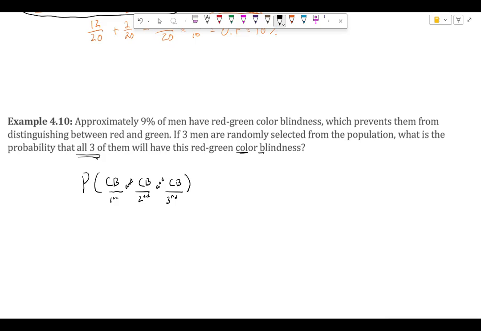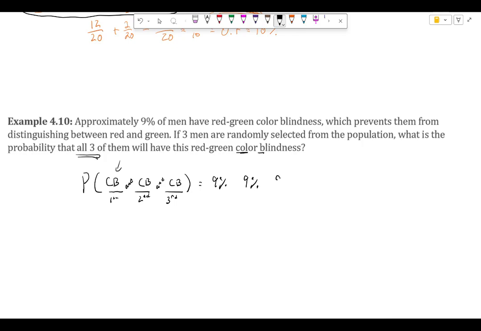And there's no other way of doing this. If there were maybe 2 of the 3, we'd have some "or" statements in there, because it'd be the first and the second would have it, but the third wouldn't, or the first and the third have it, but the second doesn't. So there's no "ors" in here. We're just going to do the "ands", and we know that any person in the population will have a 9% chance of having the color blindness.